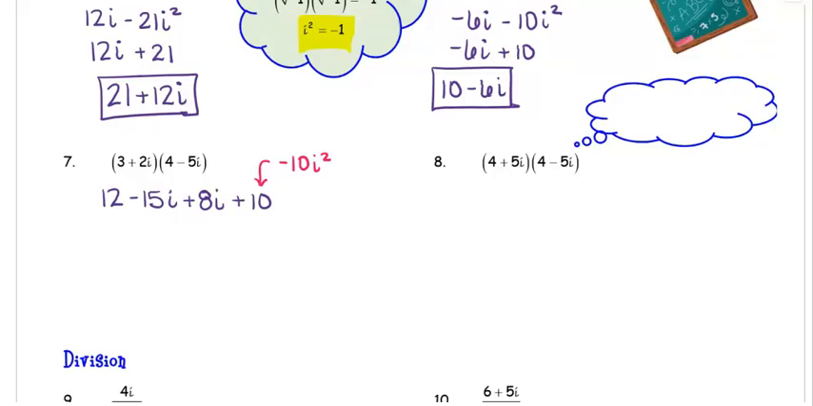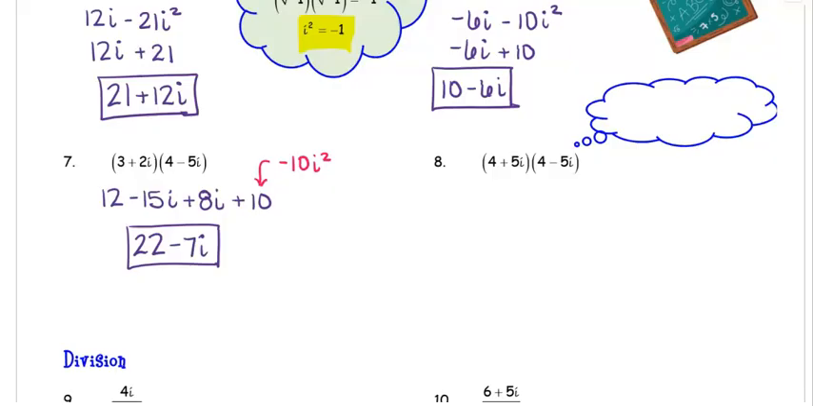Now we can combine like terms. 12 and 10 together gives me 22. And then negative 15i plus 8i, that's going to be minus 7i. All right, notice all of this simplified down again to a real part and an imaginary part.